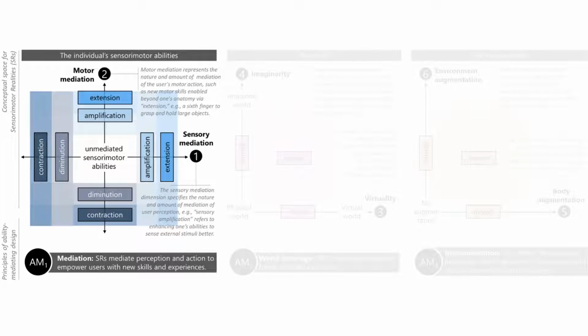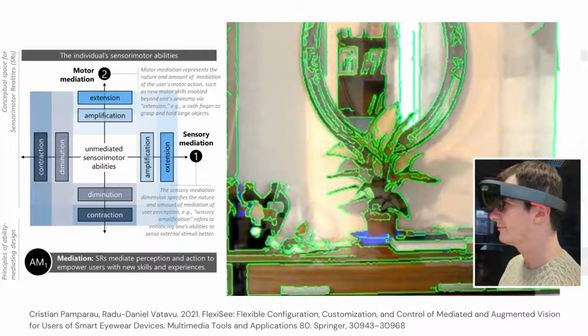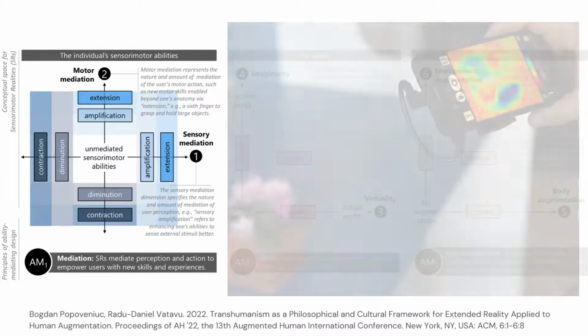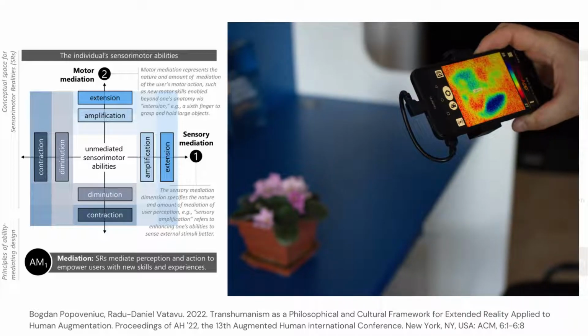The sensory and motor mediation dimensions specify the nature and amount of mediation of perception and motor action respectively, for which we distinguish among amplification, extension, diminution, and reduction. For example, sensory amplification refers to enhancing users' abilities to sense external stimuli, such as increased color perception with smart glasses. Sensory extension refers to enhancing abilities beyond the possibilities offered by the human anatomy and biology, such as seeing in the thermal domain.